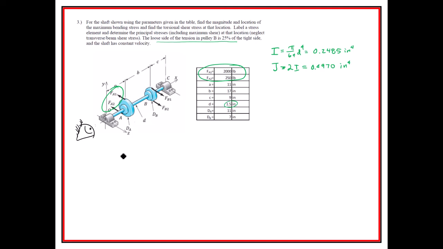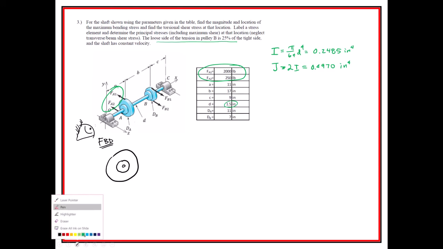So anyway, I want to draw this thing out. The little guy is going to be right here, and we're going to have this. So this is an FBD, right? And putting the loads onto the big guy, this is known, right? That tension and this tension are known. In fact, let's call them FA1, this is 2,000 pounds, and this one is 250 pounds. Now, which direction is this thing going to turn? It's going to turn counterclockwise, obviously, right? So bear that in mind.